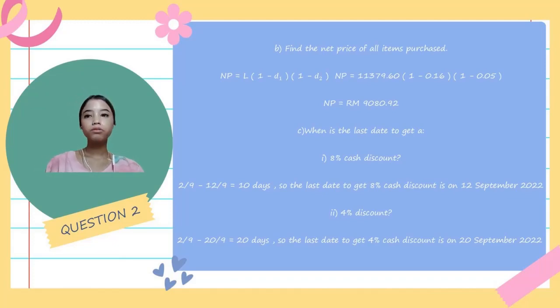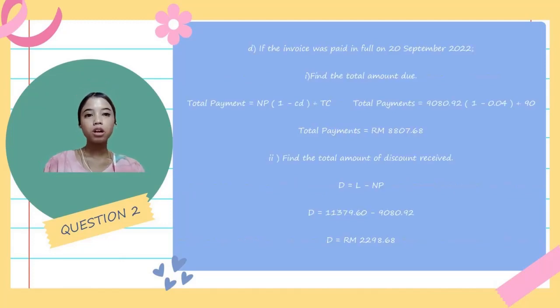To see the last date to get an 8% cash discount, 2/9 plus 10 days is 12/9. So the last date to get the 8% cash discount is on 12 September 2022. The next question is, when is the last date to get a 4% discount?